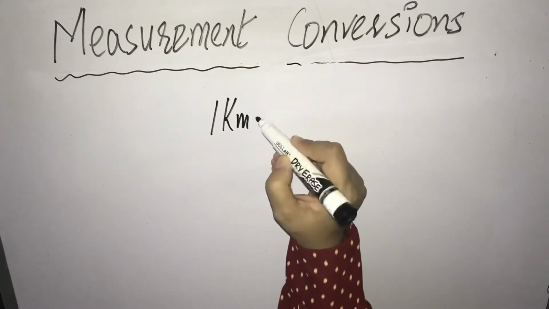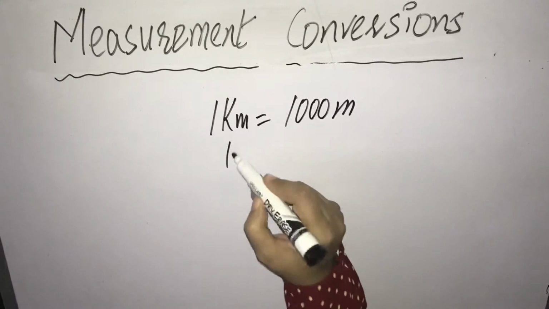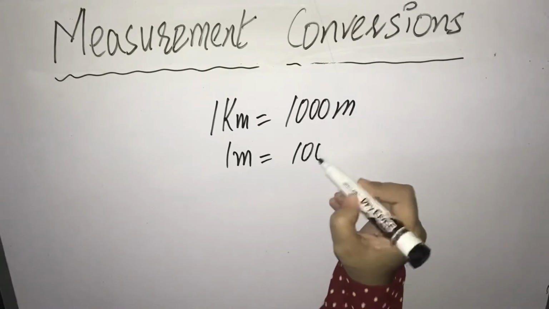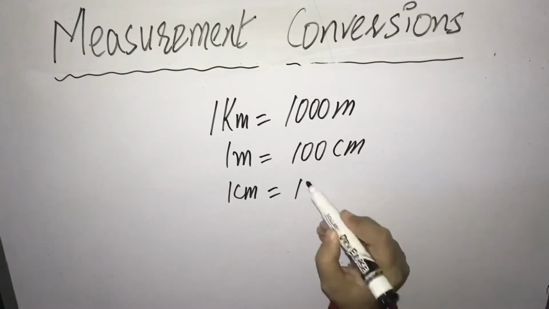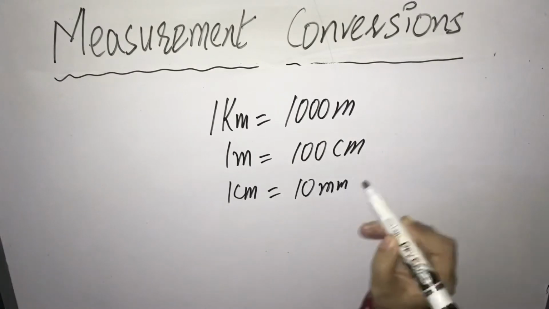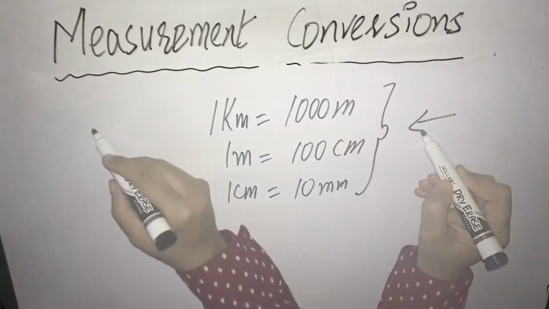1 kilometer is equal to 1000 meter. 1 meter is equal to 100 centimeter. 1 centimeter is equal to 10 millimeter. These are the units of length.